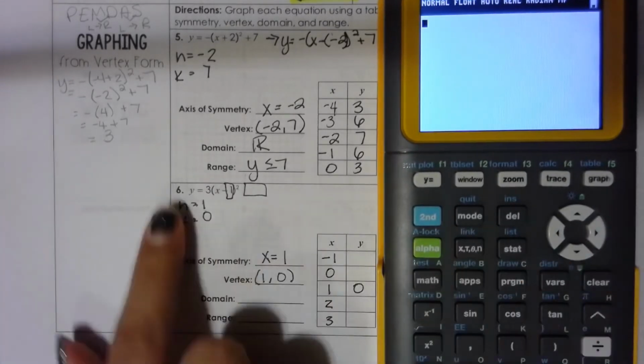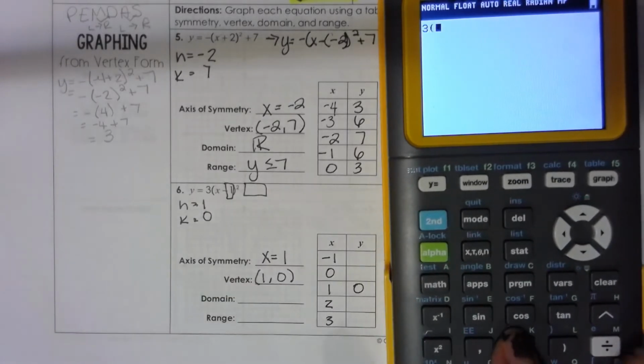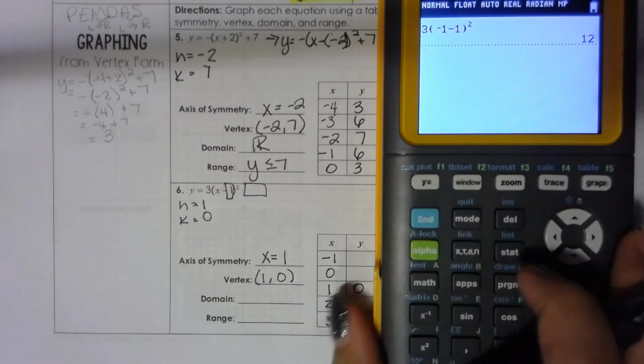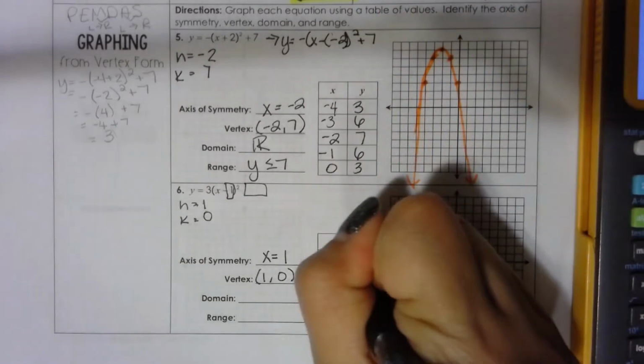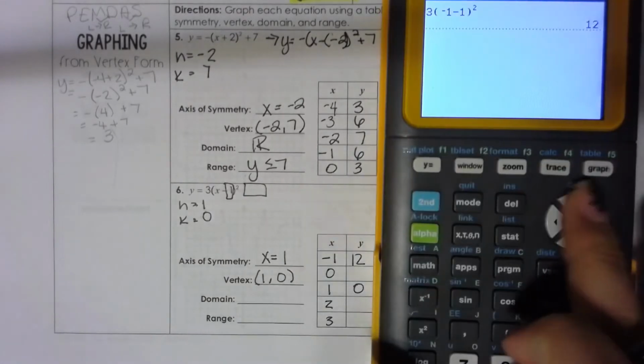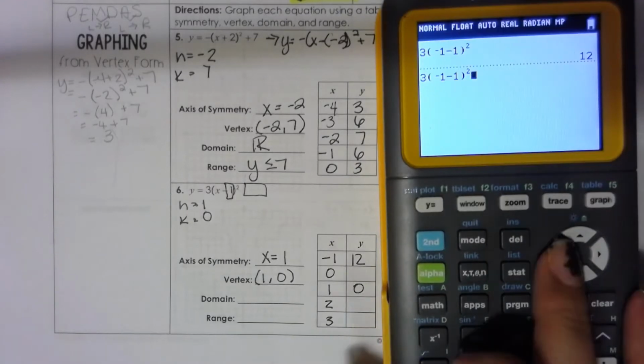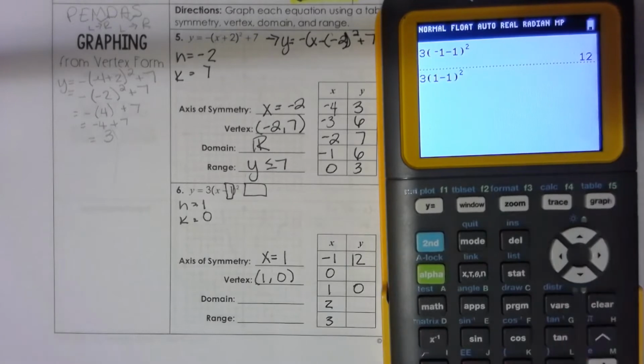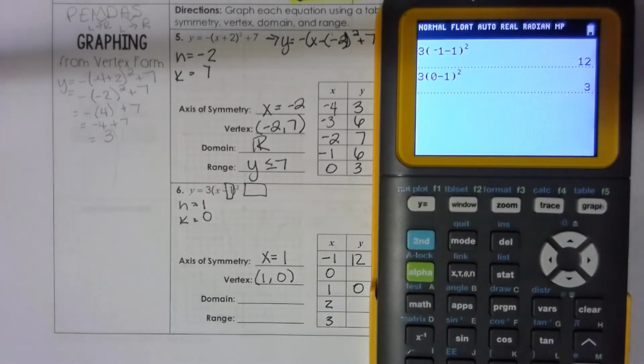Okay. So I'm going to start at 3, open parentheses, and start with -1 in for x. Then we have -1, close parentheses, squared. 3 times -1 minus 1, 3. And that gives you back 12. Alright, and then I'm going to use that same exact equation, except instead of -1, I'm going to put 0 right here. And that gives you back 3.